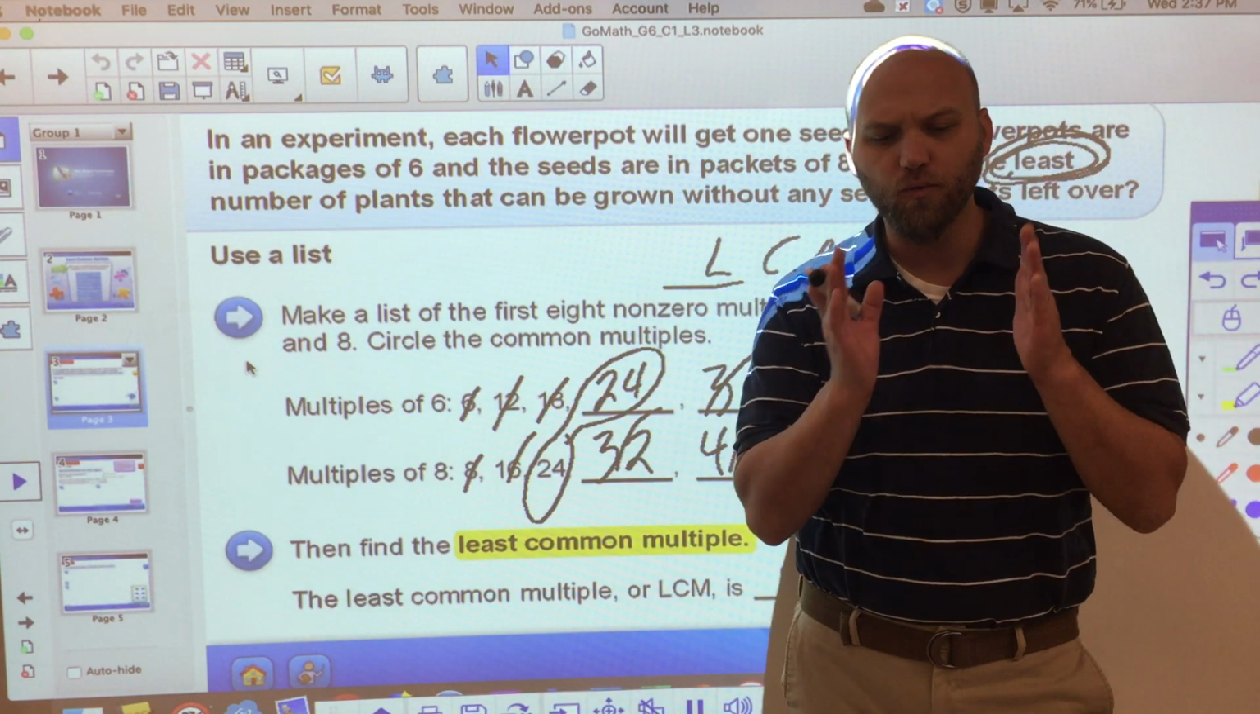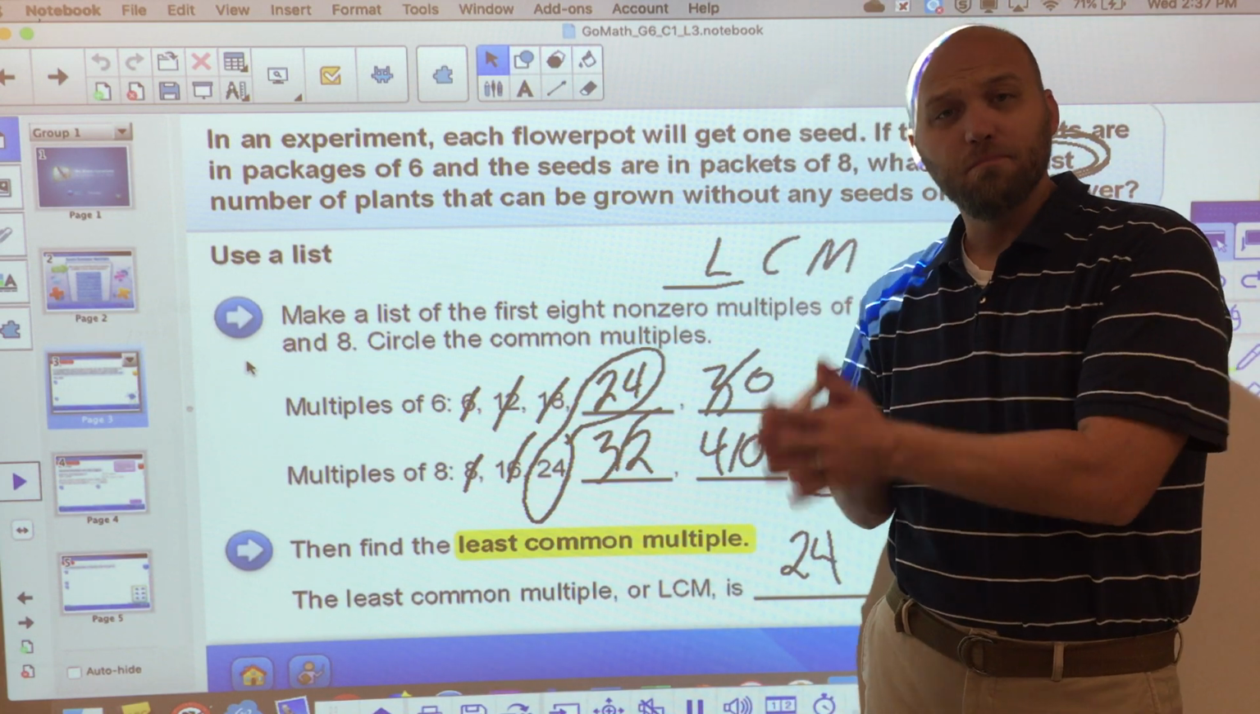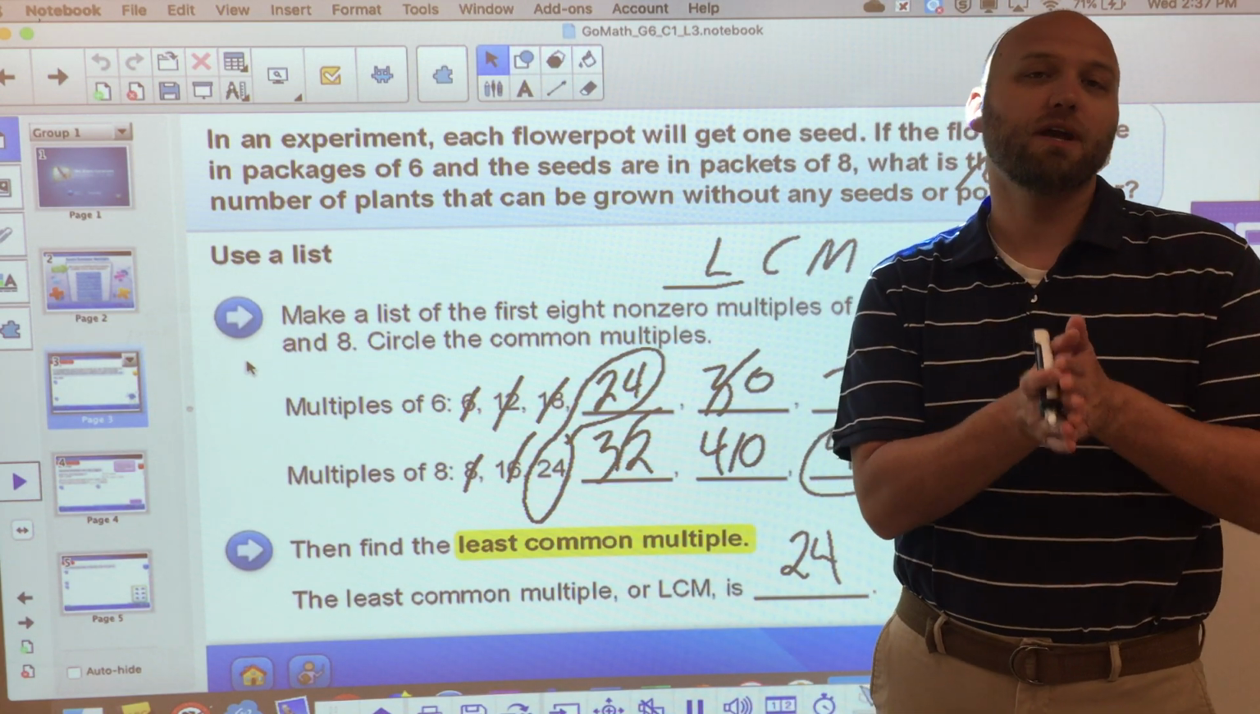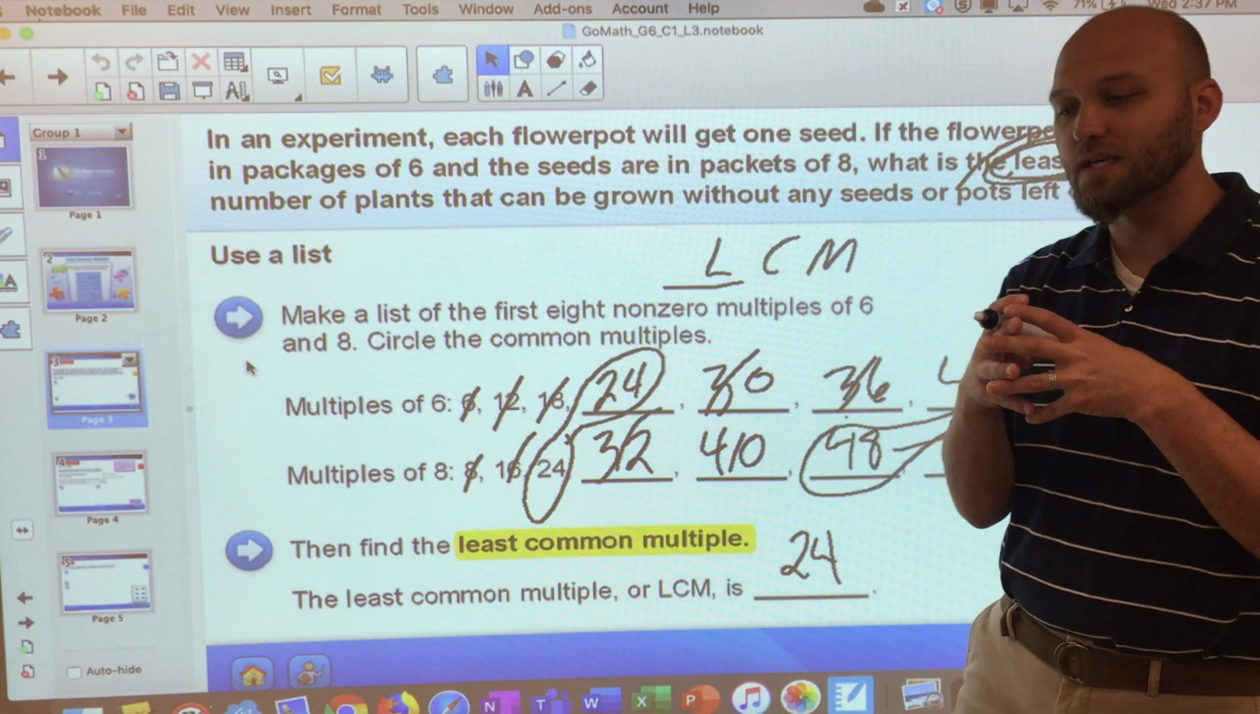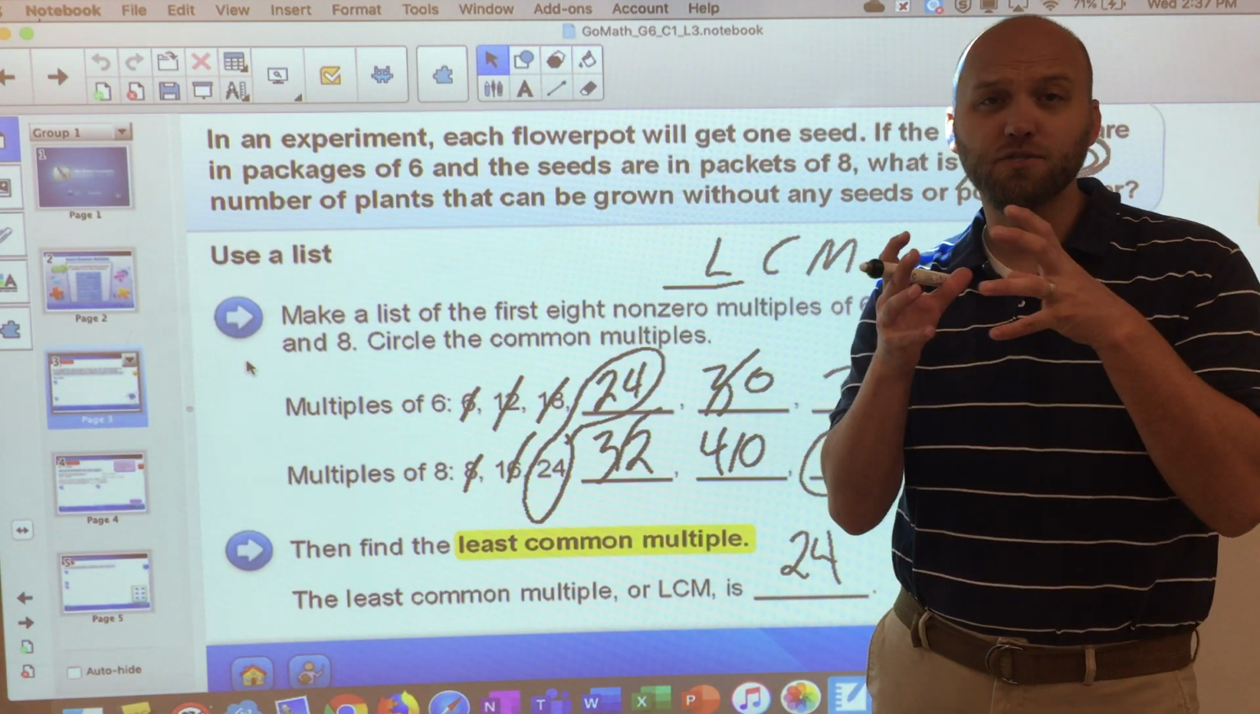Okay, so least common multiple, what is the lowest number that is a multiple of both numbers, that they share, that's common between them. This helps us group things into smaller, manageable chunks.